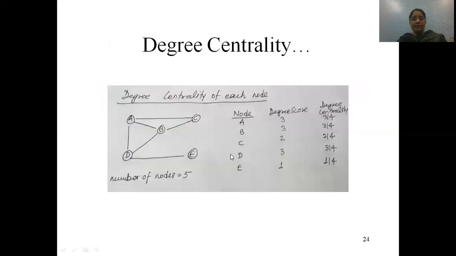This is an example of how we calculate degree centrality. We are taking this network containing 5 nodes, and we make this table. The first column contains all the nodes, and in the second column we write the degree: the degree of node A is equal to 3, the degree of node B is equal to 3. In the same way we complete this column. The third column is the degree centrality, the degree score divided by n minus 1. Here n is the number of nodes, which is 5 for this network, so n minus 1 is 4. That is why it is 3 by 4 according to the formula. In the same way we complete this column. This is how we compute the degree centrality.